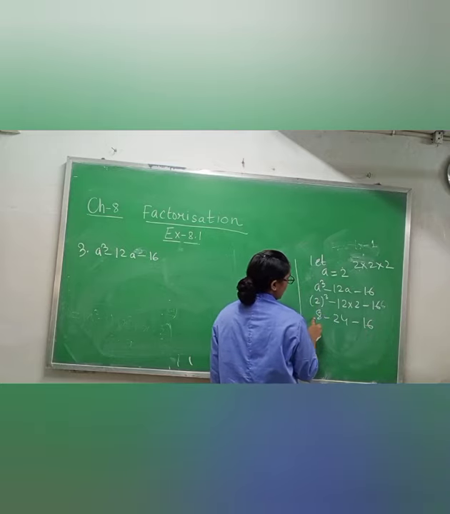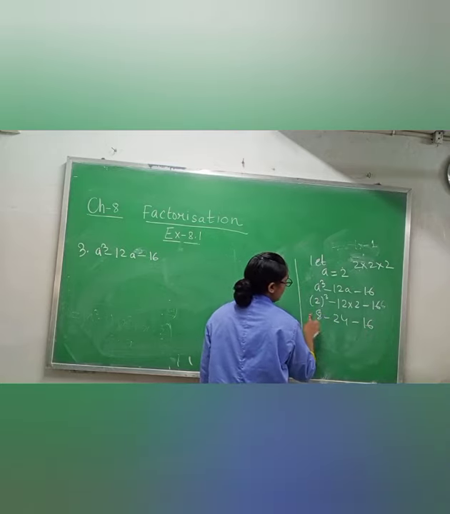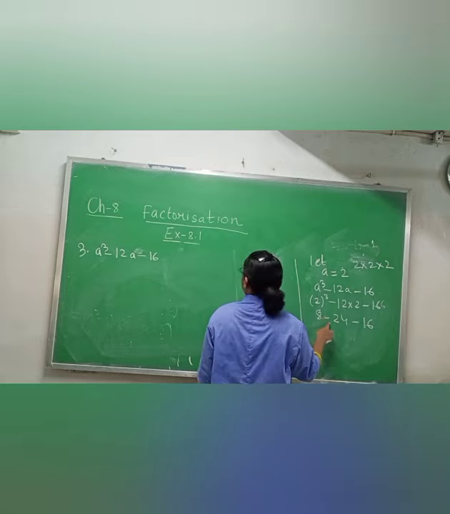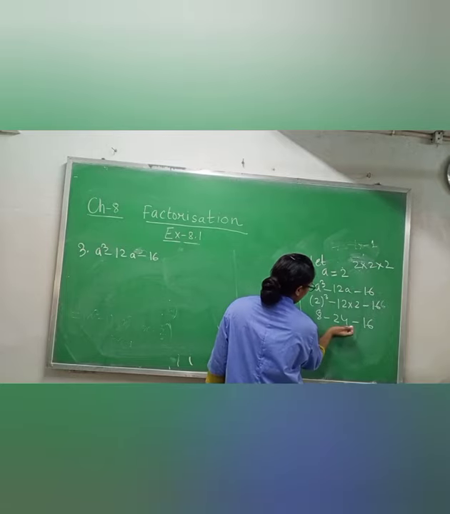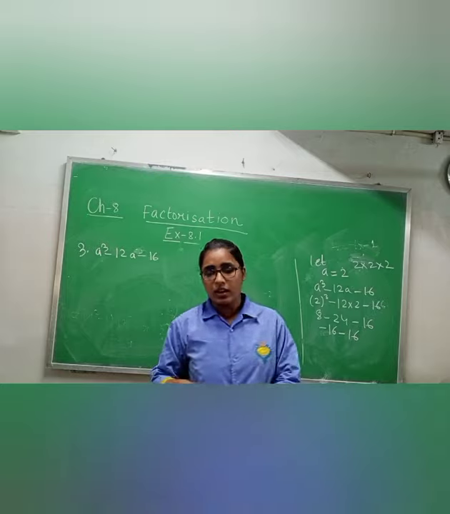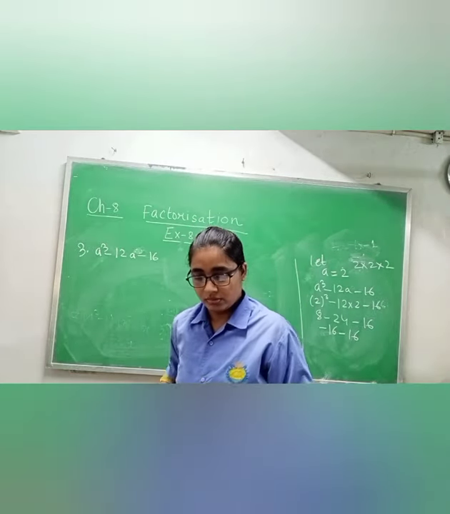Now do this one, plus 8 minus 8. How much will you get? Plus minus minus, you will get minus 16, then again minus 16. Again you are getting 0.